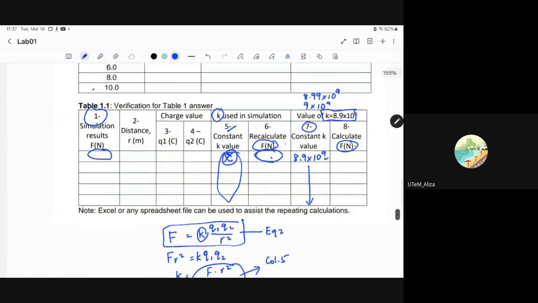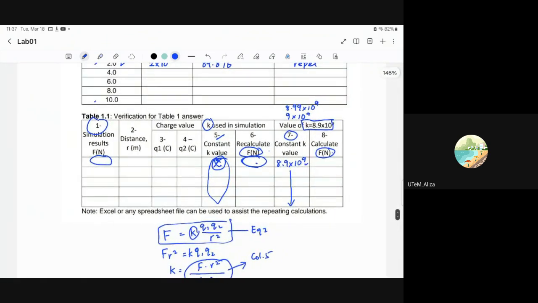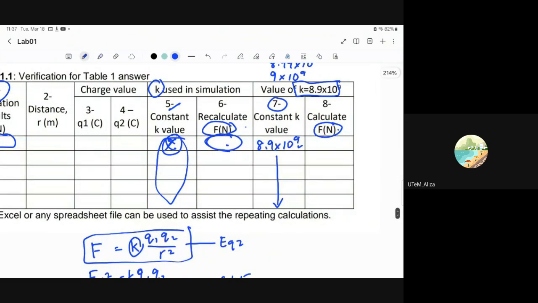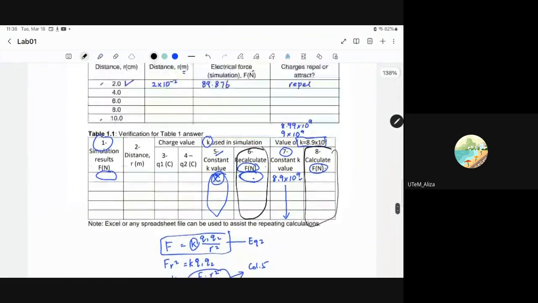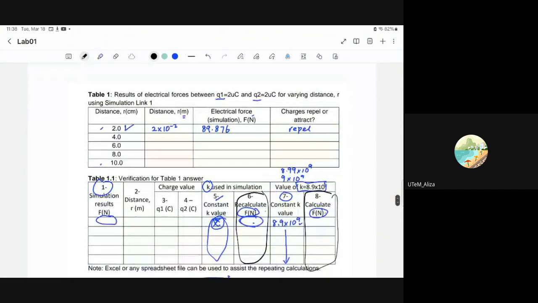And as expected, you as an engineering student should know that whenever you use different values with different decimal points, you will get a different answer. So you can anticipate that the values that you get in column 6 are different from what you get in column 8. The question keeps asking you whether that is okay or not. So please justify that.